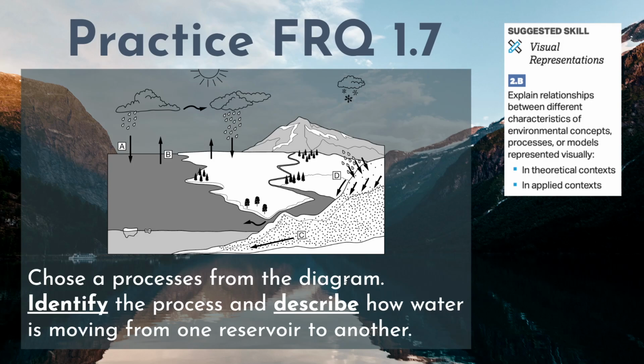Our practice FRQ for topic 1.7 today will cover the skill of explaining relationships between concepts in a visual model. What I want you to do is to take a look at this diagram of the water cycle. And there are 4 different letters. You have letter A, letter B, letter C, and letter D. I want you to choose one of those letters and identify the process being shown, then describe how water is moving from one reservoir to another reservoir by that process.